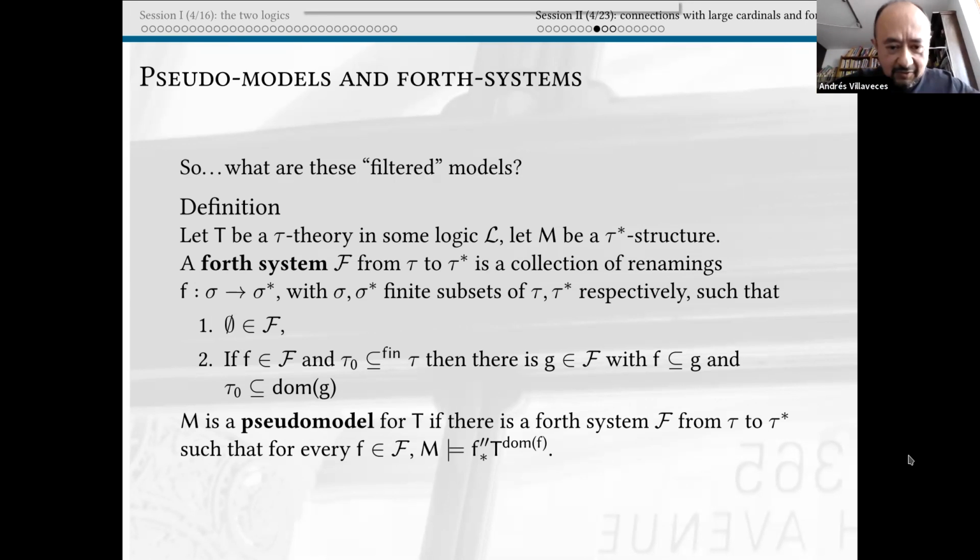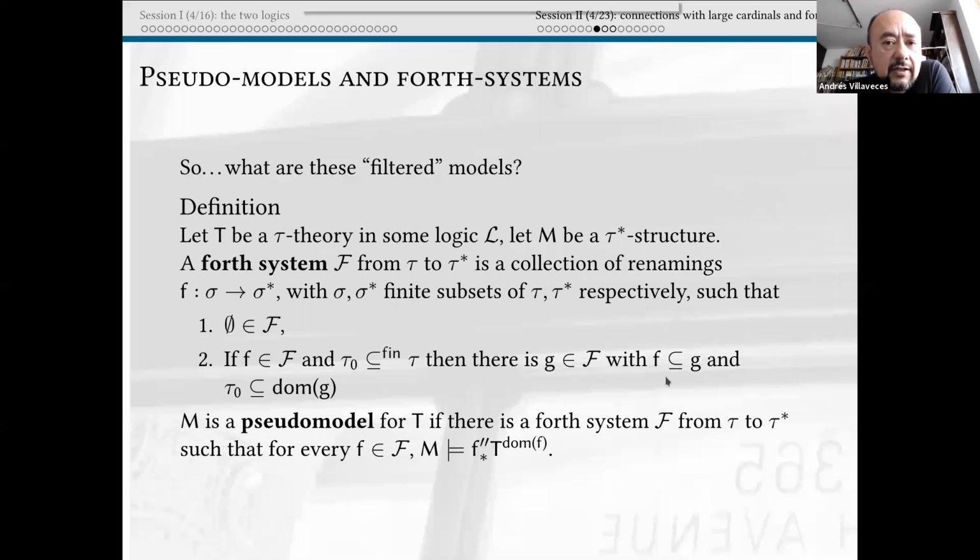Of course, there are versions of this where you bound the cardinality, but let us stick with finite for a moment, in such a way that, first of all, the empty set is part of your system. And if you have a function in the system and you have any finite subset of the original vocabulary, there is some function in the system that extends the function F you started with, and whose domain captures that finite subset of the vocabulary.